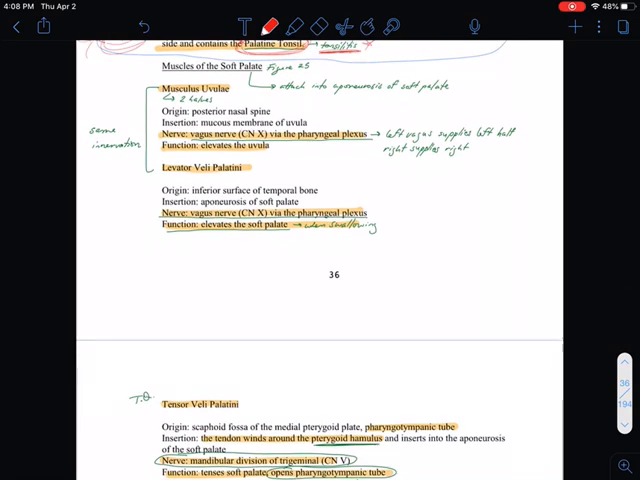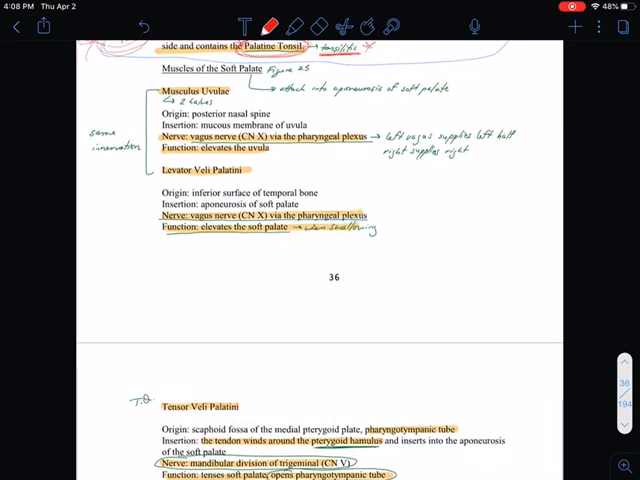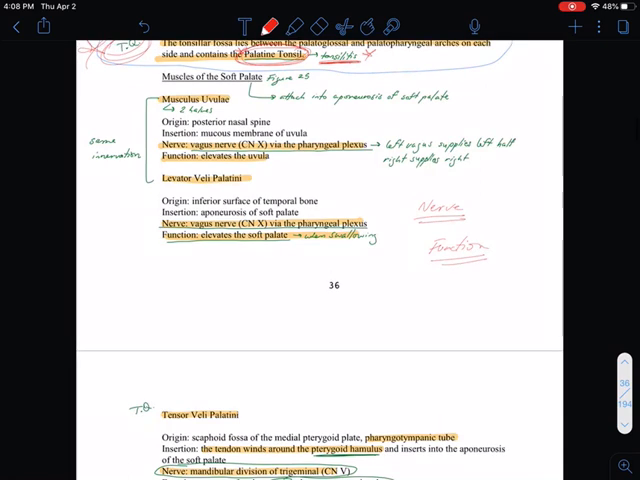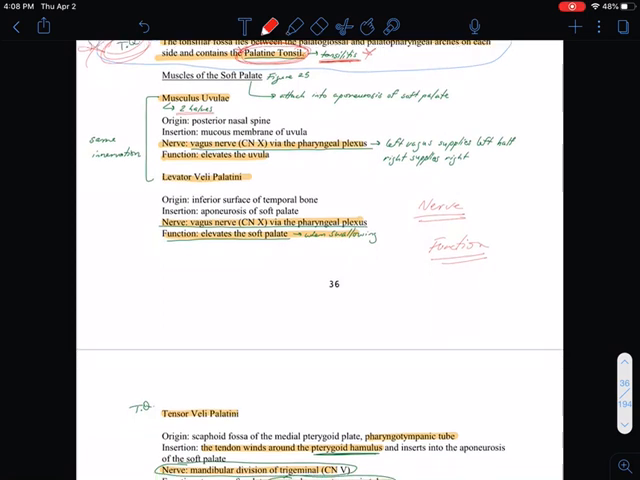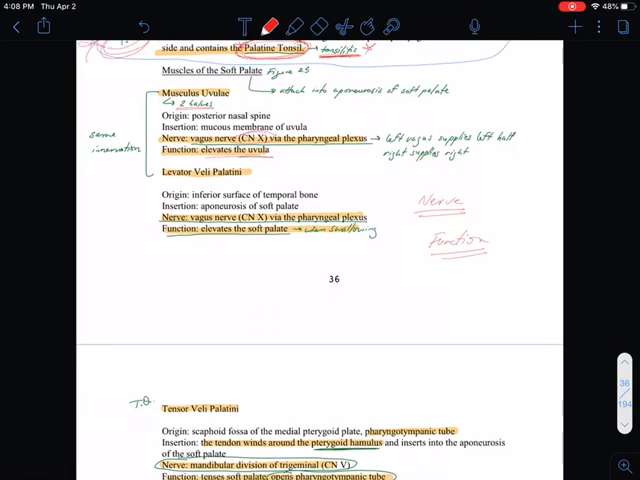Now we're in the muscles with soft palate. Again, every time we get to a muscle section, we're thinking about our innervation and then our function. And anytime you get to a muscle section, think about how it could potentially also be a matching section. So we have our musculus uvulae. That's going to be made of two halves. Its innervation is the vagus nerve, which is cranial nerve 10, and then it elevates the uvula.